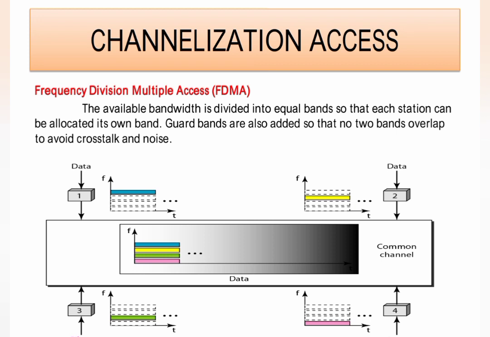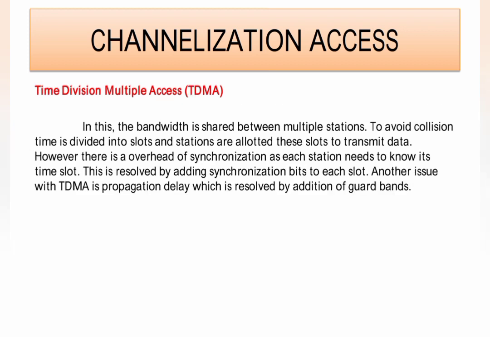The main drawback in FDMA is that when we try to fit more sub-channels in a channel, users will start suffering from co-channel interference. That is the main problem in the frequency division multiple access protocol.